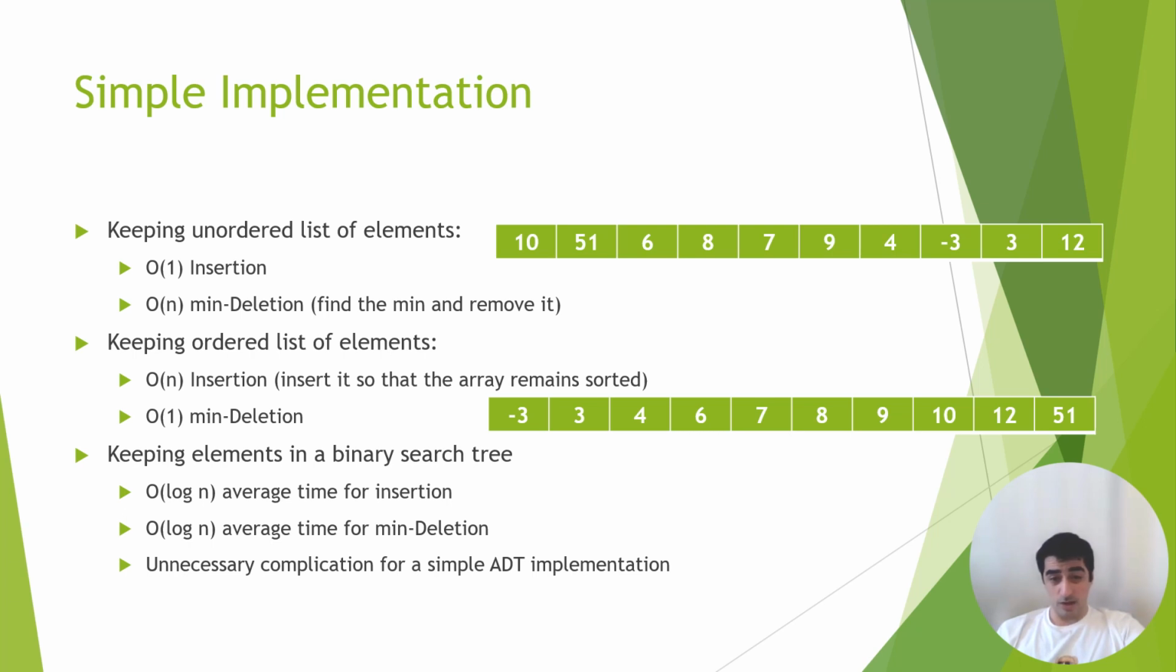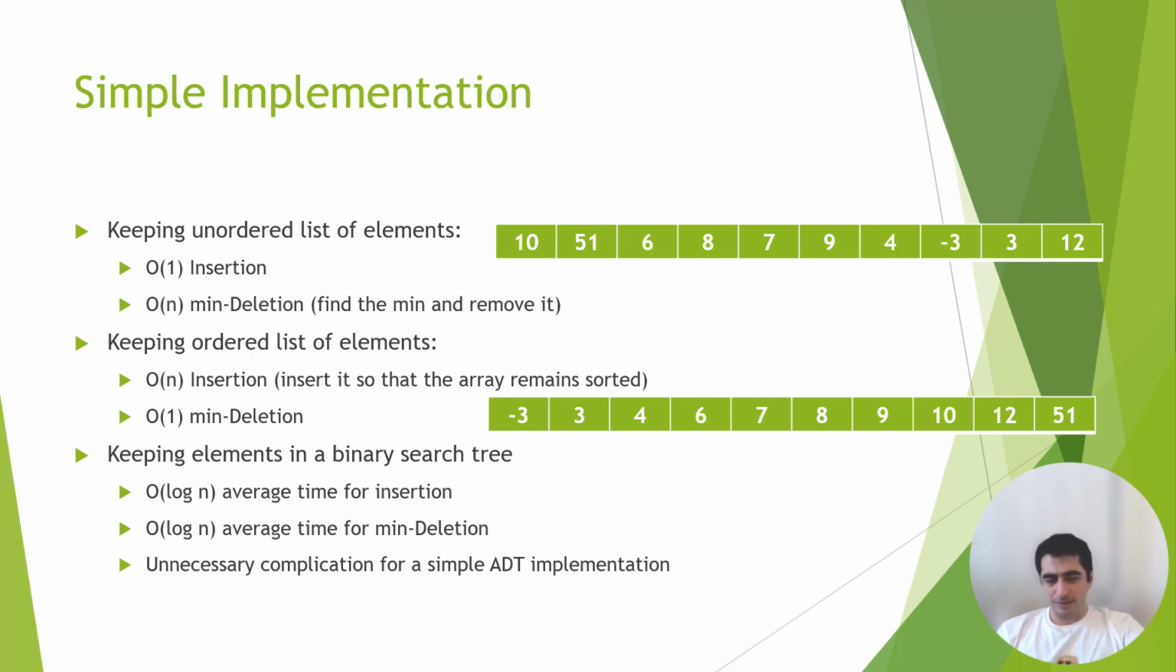Why? Because when you have an unordered list of elements, to find the minimum, the only choice you have is to traverse the whole array from left to right to find the minimum value, and then when you remove the minimum, in this case -3, there will be a gap in the array. Then you need to fill the gap by shifting every element stored after the minimum one cell to the left. So this operation is going to be extremely time consuming. The order would be order of n.